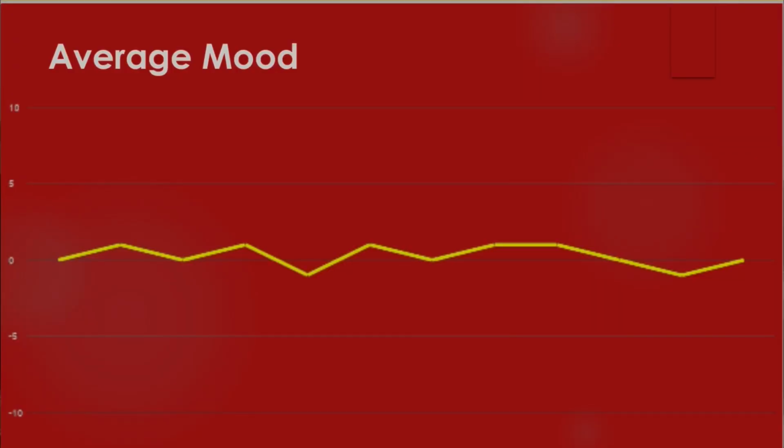Now, taking a look at the one that says average mood, you'll see that it kind of goes from about -2, -3 on up to +2 or 3. So that would be pretty typical for a range in the average mood area.